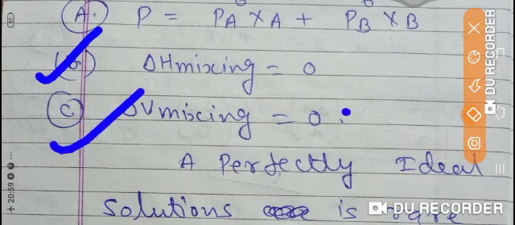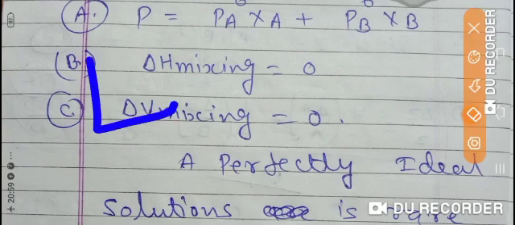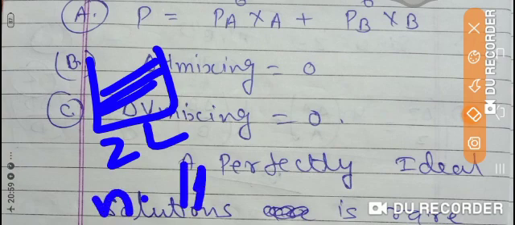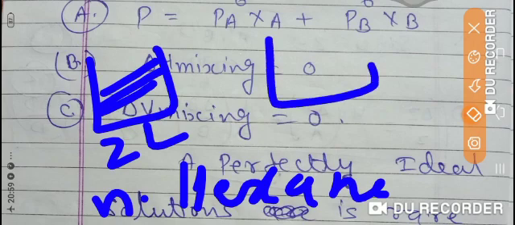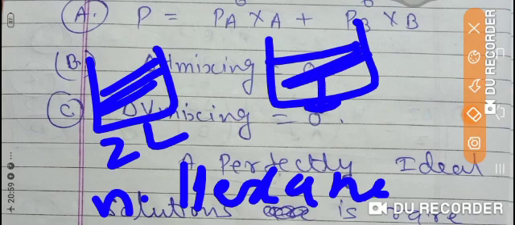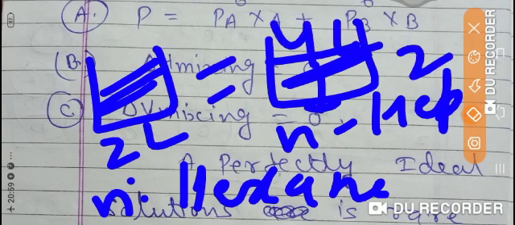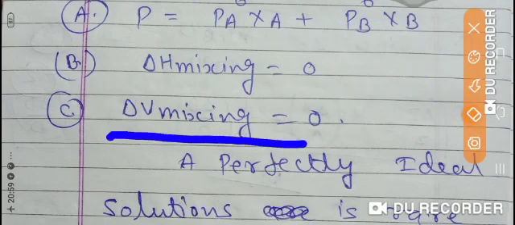So I am going to explain what delta V mixing equal to 0 is. Suppose you are taking 2 liters of normal hexane. Normal hexane is a liquid, as you know from organic chemistry of 11th class. Again 2 liters of what you are taking? You are taking normal heptane. If you mix them, then 2 liters plus 2 liters would be 4 liters. There is no change in volume before mixing and after mixing, so we can say delta V mixing is 0.